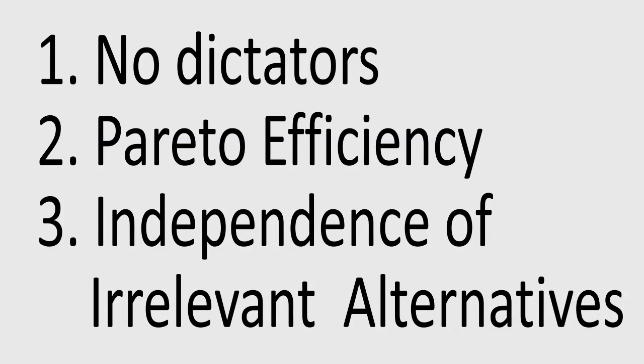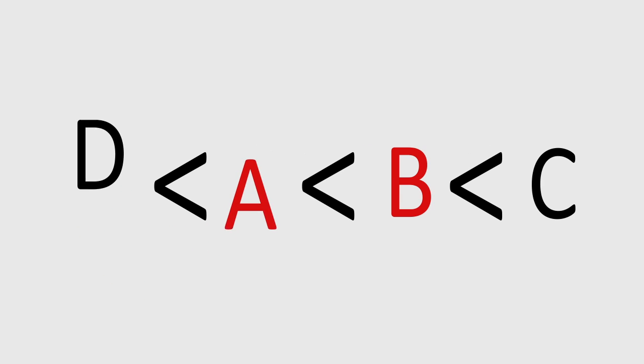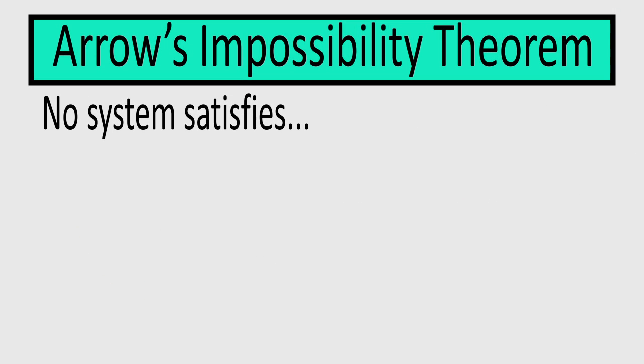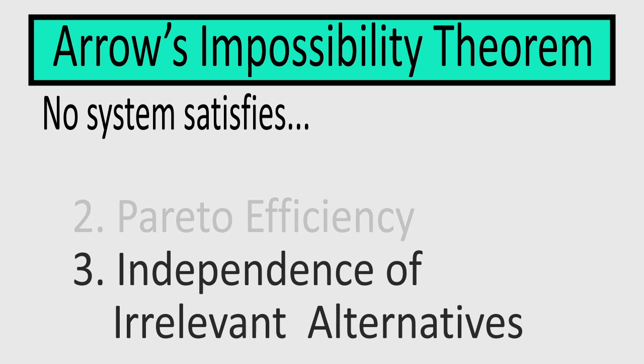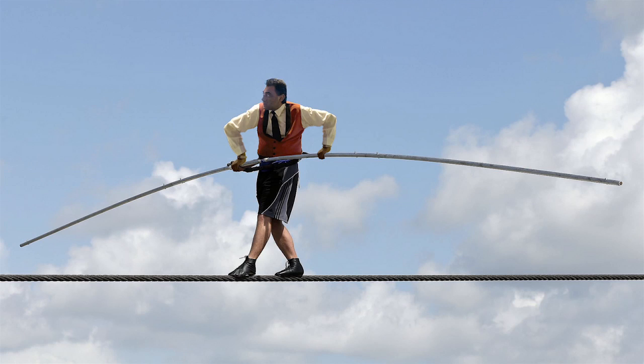And third, independence of irrelevant alternatives. If voters change their preferences between candidates other than A and B, this should not affect the outcome between A and B. Arrow's theorem claims that no voting method with 3 or more candidates can satisfy all of these conditions. Before you start worrying, this does not mean the end of democracy, but it does mean that we need to be careful with the democratic process.